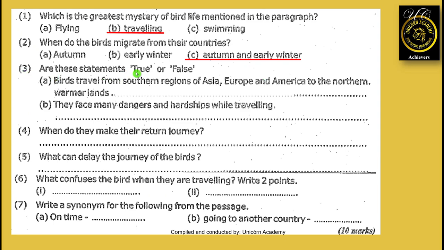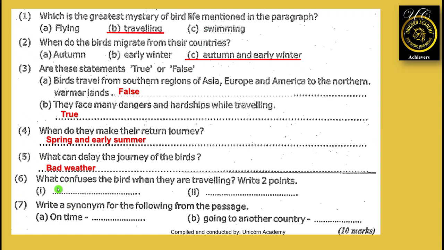3. Are these statements true or false? A. Birds travel from southern regions of Asia, Europe, and America to the northern, warmer lands. False. B. They face many dangers and hardship while traveling. True. Question number 4. When do they make their return journey? Spring and early summer. Question number 5. What can delay the journey of the birds? Bad weather.